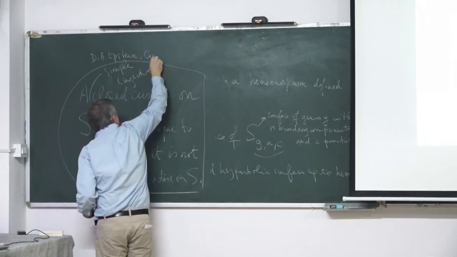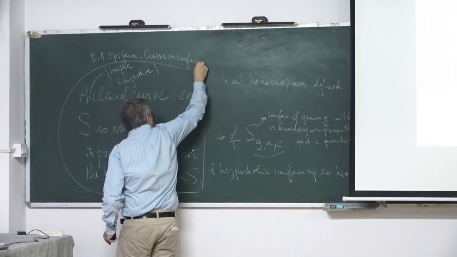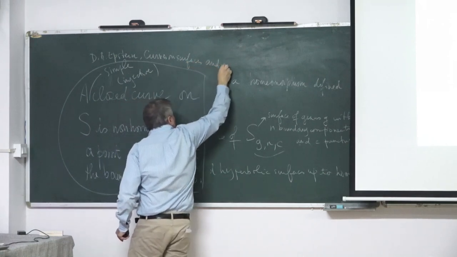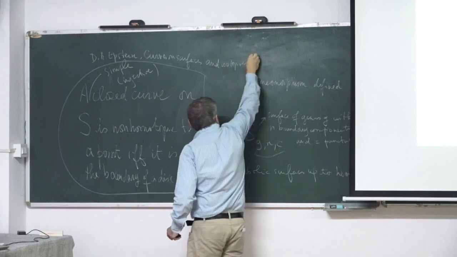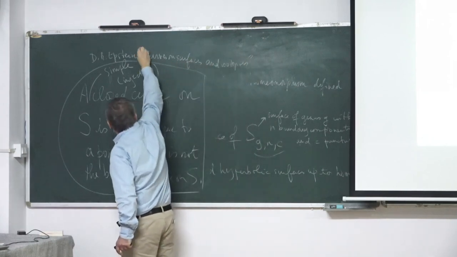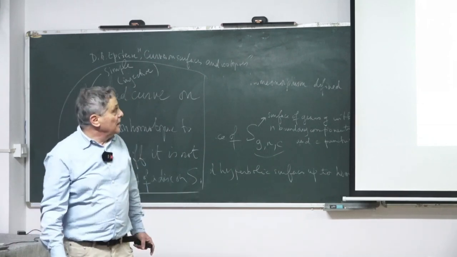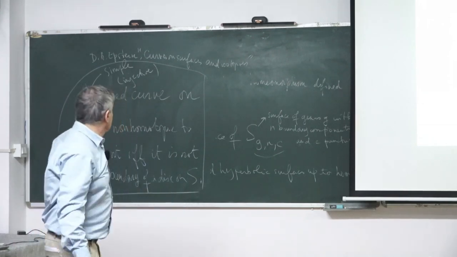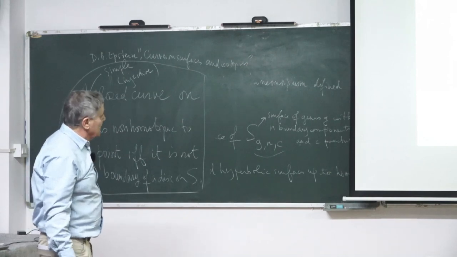called Curves on Surfaces and Isotopies. I think this is the title of the paper or something like that. And it's a paper which appeared in Acta Mathematica. It's a journal. And in the 1960s, I think, it is a long paper.